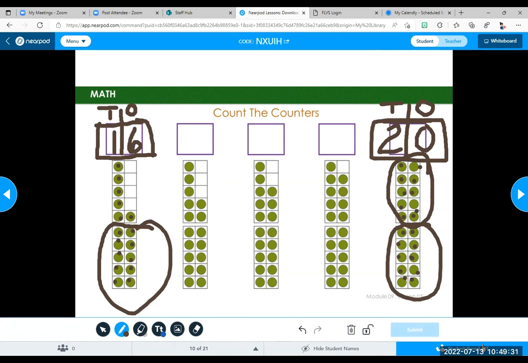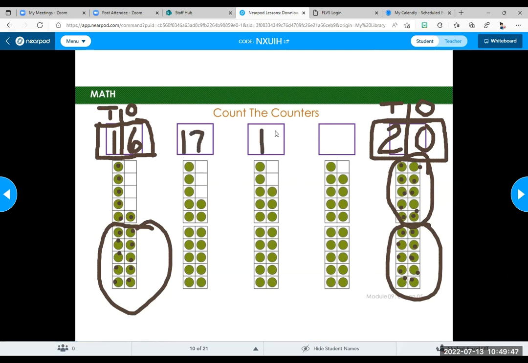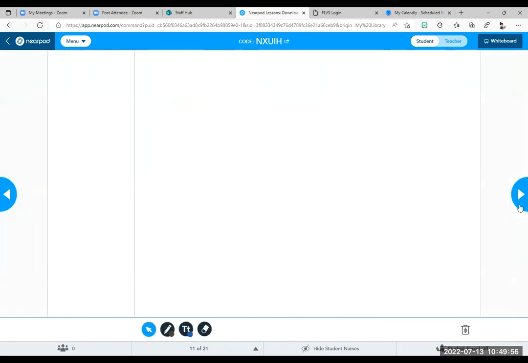Oh, beautiful. Do you know how to say that number? ¿Qué número es? 2. Oh, almost. ¿Qué número es? 20. Mira la maestra. 20. 16, 17, 18, 19, 20. Okay. Good job. Practice that at home.